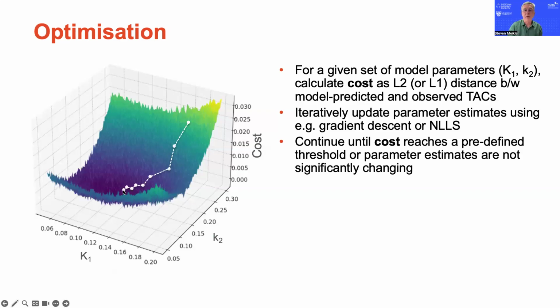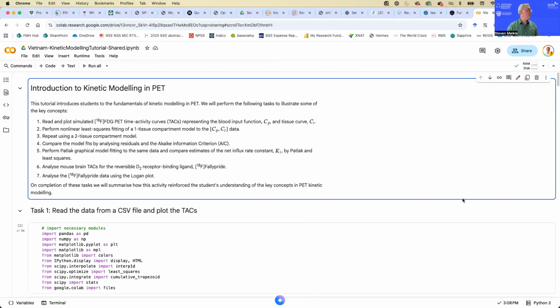At that point, your parameter estimates are not changing much at all either. And at that point, you have some predefined criteria for stopping, and you say, okay, that's good enough. Those are my parameter estimates. So I just wanted to take you through that as well before we do the tutorial.